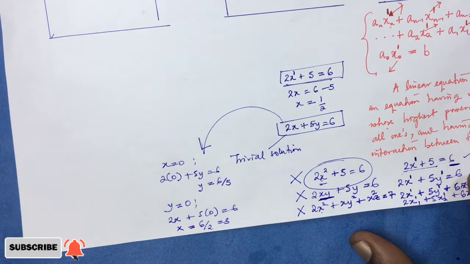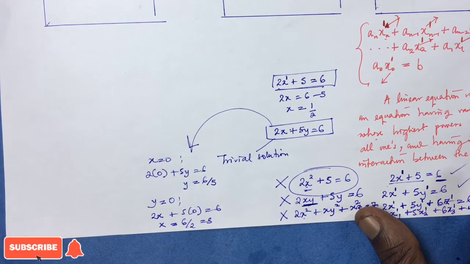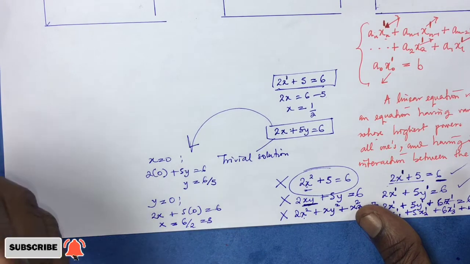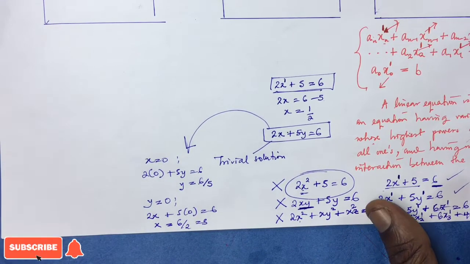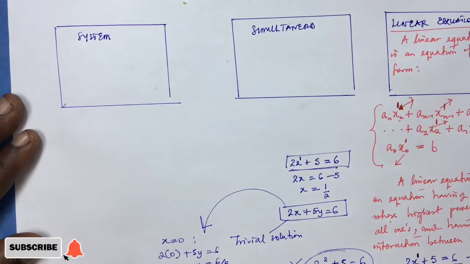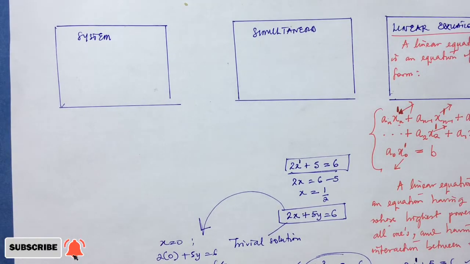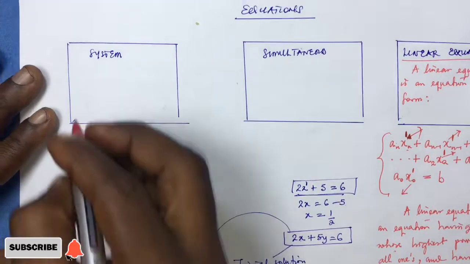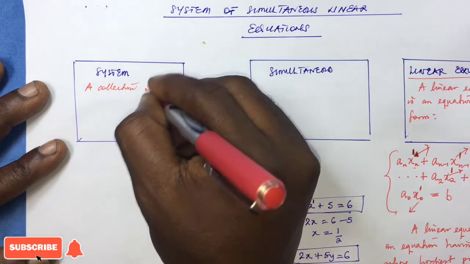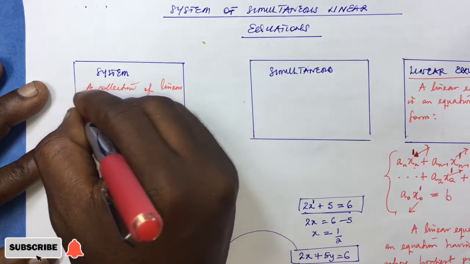But not all the time do we require you to give trivial solutions to a particular linear equation. So what is proper is not to always obtain trivial solutions, because they don't really explain the true nature of a linear equation. So what do we do? That brings me to the word system. In order for you to solve one linear equation involving two or more variables, you would need a collection of linear equations. So what is called a system is a collection. A system is a collection of, in this case, linear equations.